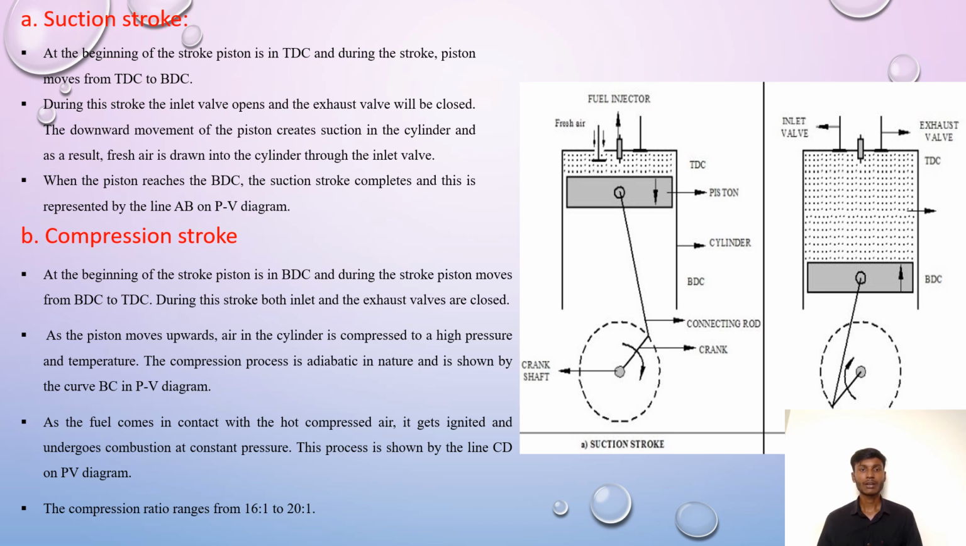Compression stroke. At the beginning of the stroke, the piston is at BDC, and during the stroke, the piston moves from BDC to TDC. During this stroke, both inlet and exhaust valves are closed. As the piston moves upward, the air in the cylinder is compressed to high pressure and temperature. The compression is adiabatic in nature and is shown by the curve BC on the PV diagram. As the fuel comes in contact with the hot compressed air, it gets ignited and undergoes combustion at constant pressure. This process is shown by the line CD on the PV diagram. The compression ratio ranges from 16:1 to 20:1.